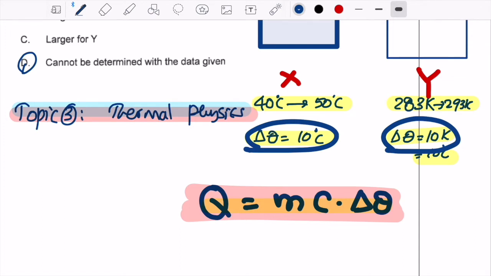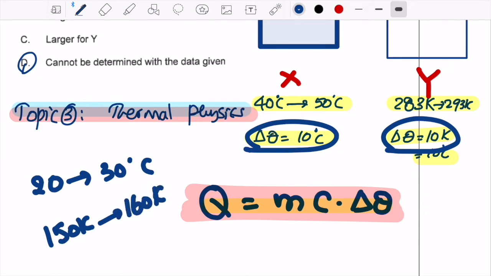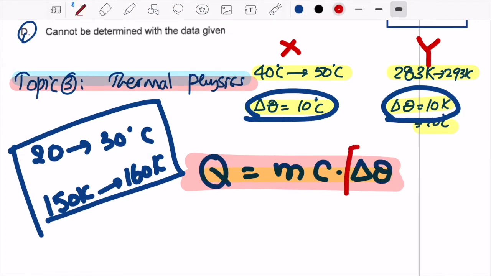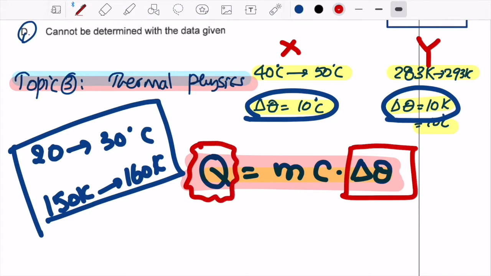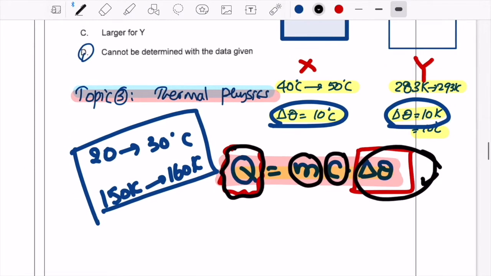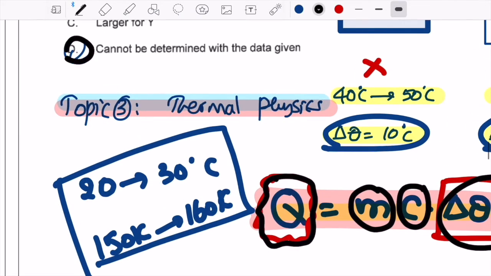Let me give you an example. You can say 20 to 30 Celsius change, or you can say 150 Kelvin to 160 Kelvin. These temperature differences are exactly the same. So when you look at this equation, we can see these two are the same. So we want to compare how much heat is given to each system, but we can't do that if we don't have information about mass or specific heat capacity. I repeat, we know this one is the same, but by change of temperature we can't tell anything about how much energy is given to each system. So the answer has to be that we don't have enough information.